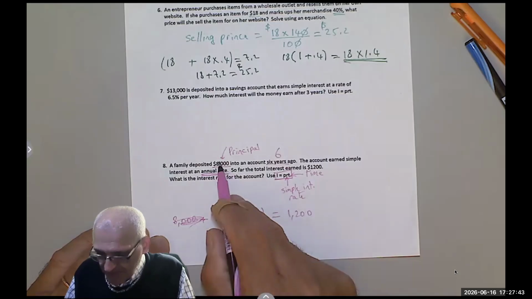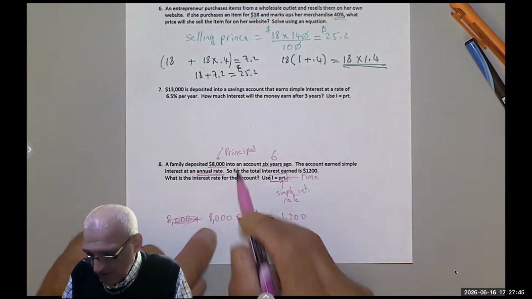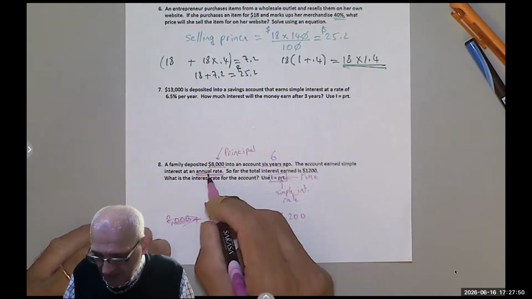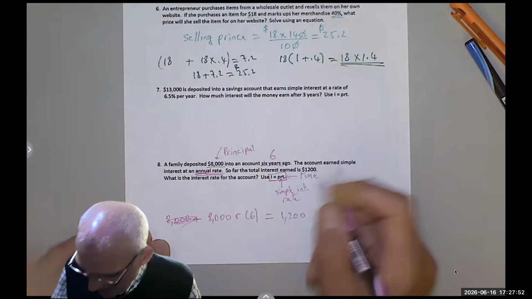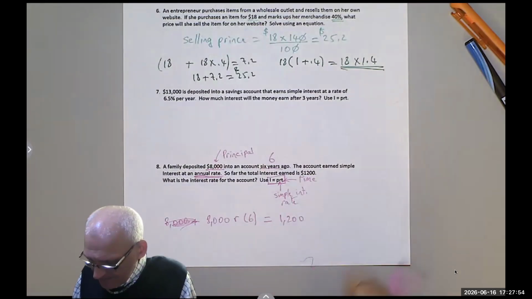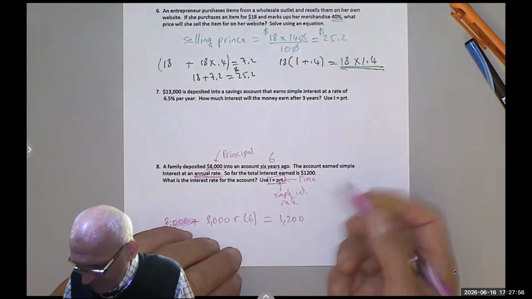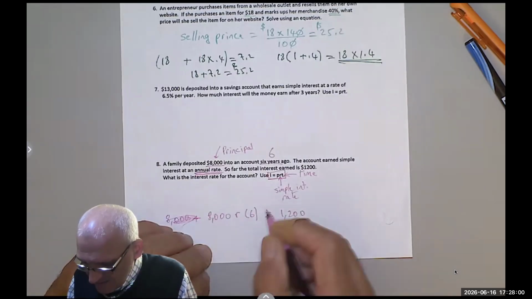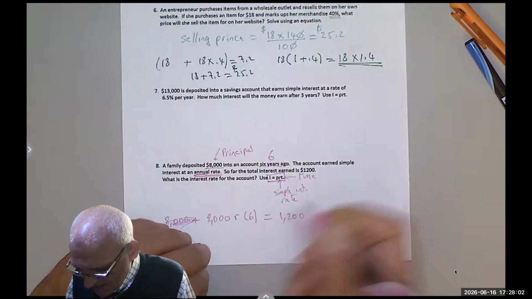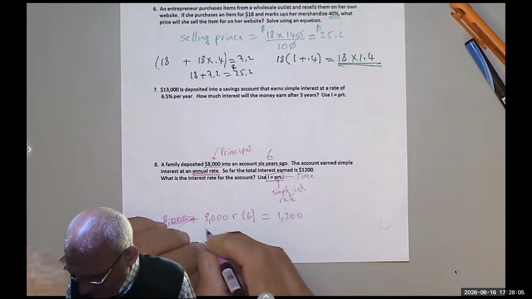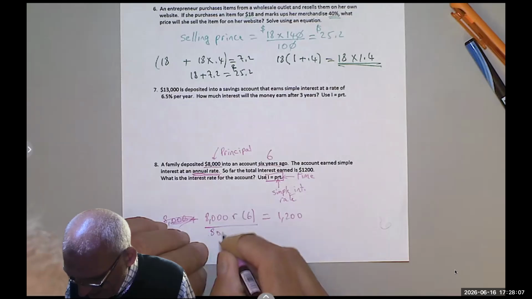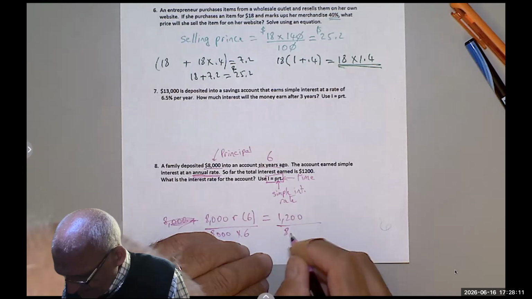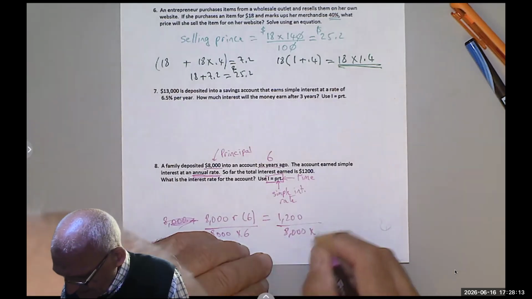P is the principal, the amount you deposited in the bank. 6 is the years because it's annual, so these have to match. And then you are going to divide. First, for example, I can divide by 6. In fact, by 1,200 both sides, right? I'm sorry, by 48,000. So by 8,000 times 6, and by 8,000 times 6.